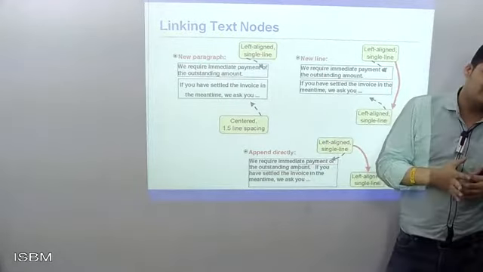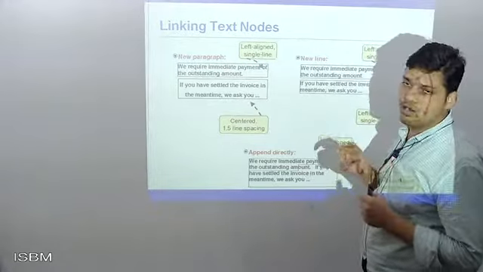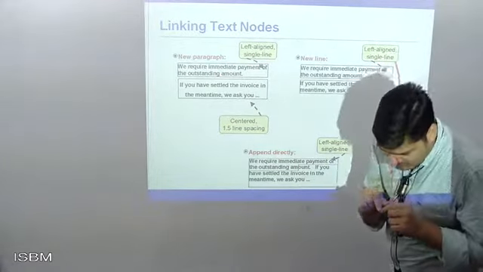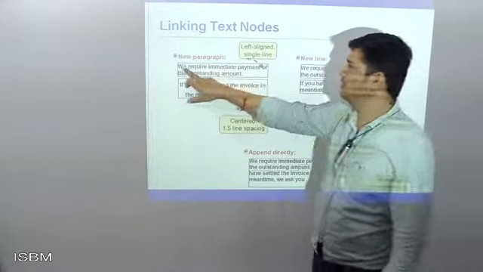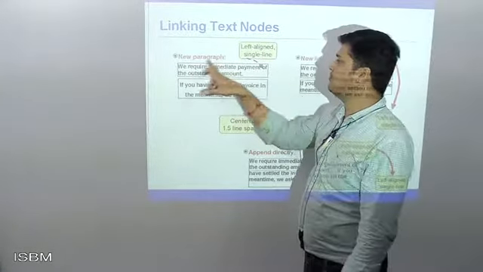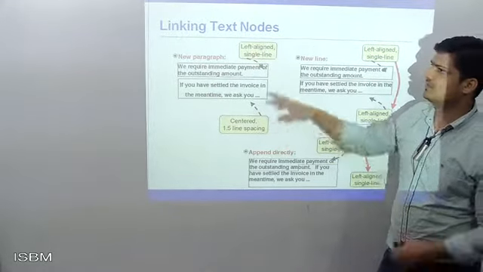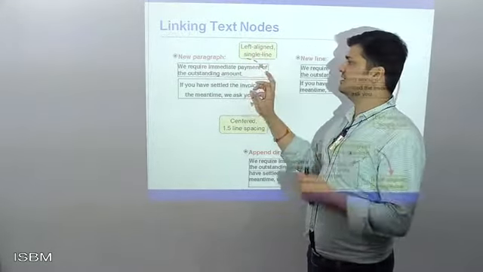Immediate payment of the outstanding amount, in the notes they have written. From there, they may want it in bold, or they may want an underline after this line, or they may want it written in a box. Whatever way they want, we need to write. Here they have written left alignment, single line, so we need to write that.